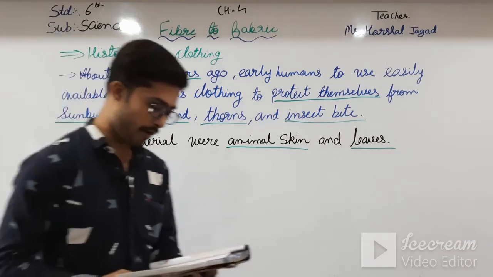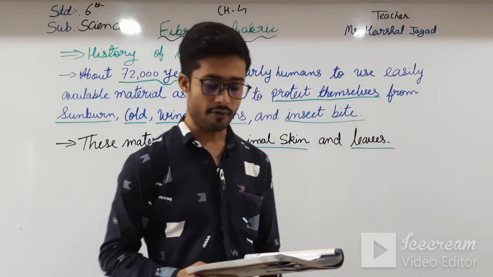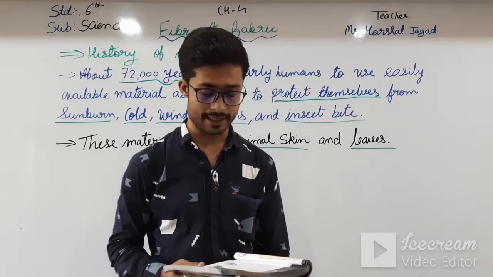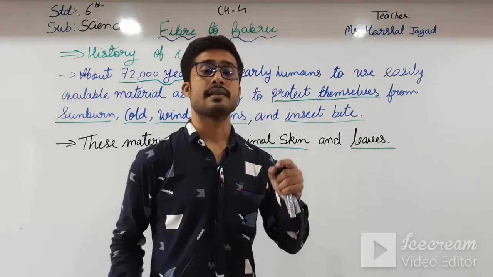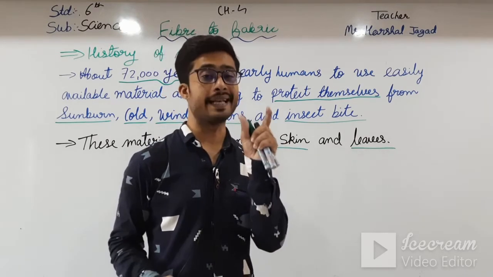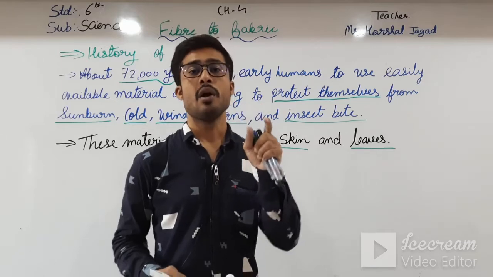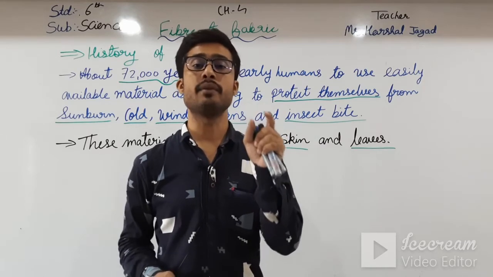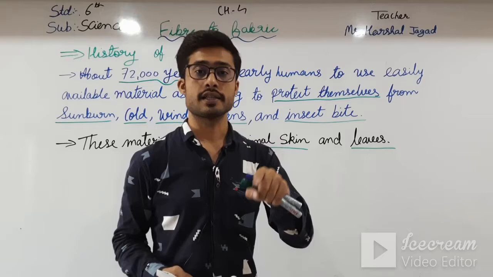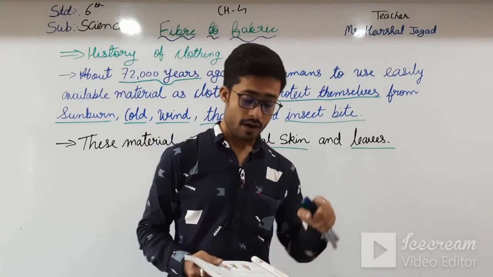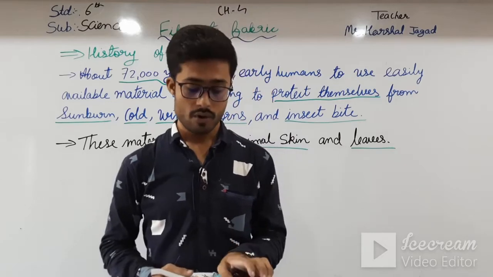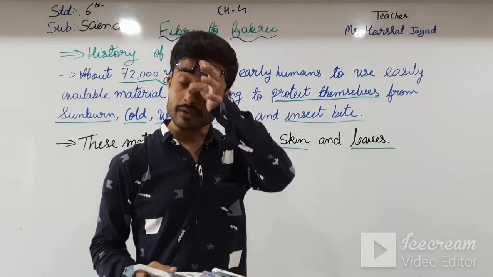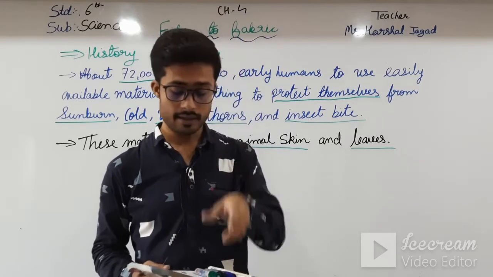And then after, scientists have found simple sewing needles made of animal bones that were likely in use about 40,000 years ago. Scientists have found a needle type structure which was made from animal bones for sewing. Okay students, 40,000 years ago. It must be 40,000 years ago.